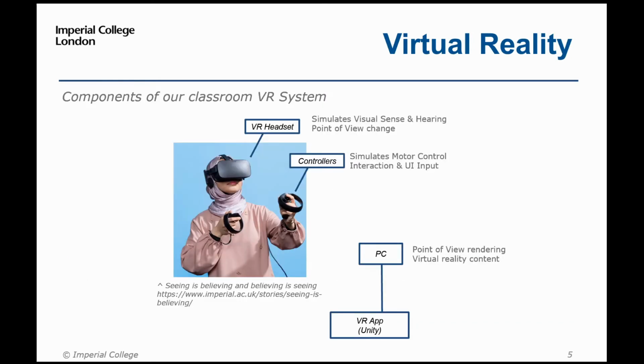A typical PCVR system consists of hardware such as Oculus Rift or HTC Vive connected to a PC running VR software. The hardware includes a VR headset that simulates visual sense and hearing to a user, as well as changes in the VR viewport with respect to user's point of view. It also includes controllers for simulating hand movements, interaction, and user interface inputs via buttons and triggers. The PC does all the heavy lifting of rendering the viewport and processing commands. It is handled by VR software. Unity is one such software which is pretty much current industry standard.